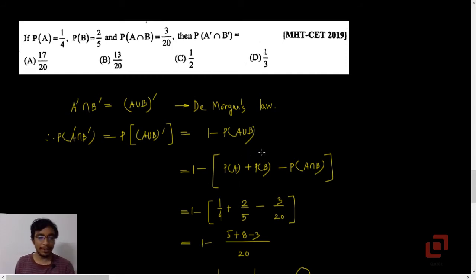addition theorem and De Morgan's law, of course. I mean, you can solve this problem with the help of a Venn diagram, but it will take you a lot of time. Probability of A is 1 by 4. B's probability is 2 by 5. And the probability of A intersection B, that means both events occurring simultaneously, is 3 upon 20. The problem is asking you to find the probability that A complement and B complement occur simultaneously. That is probability of A complement intersection B complement. And we have 4 options.